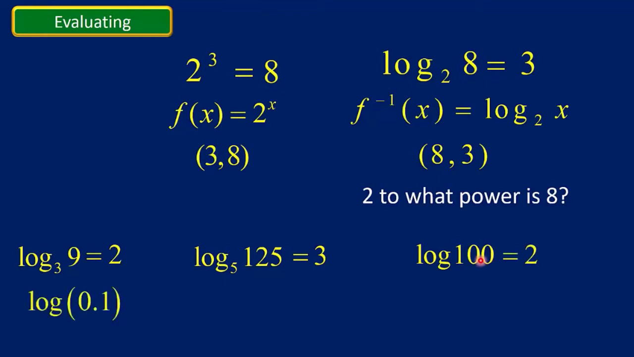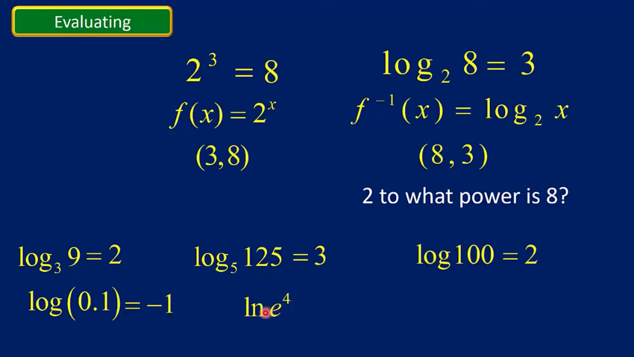Okay. Now, here's another common log. Log base 10 of 0.1. This is a little bit trickier. 10 to what power is 0.1? Well, think about it. 1 over 10 is 0.1. 10 to the negative 1 is 1 over 10, so this must be negative 1. See, 10 to the negative 1 is 0.1.